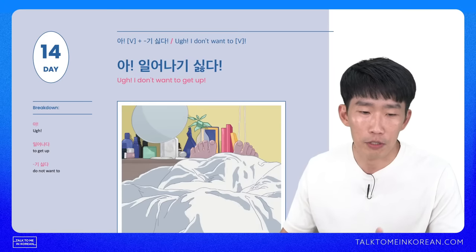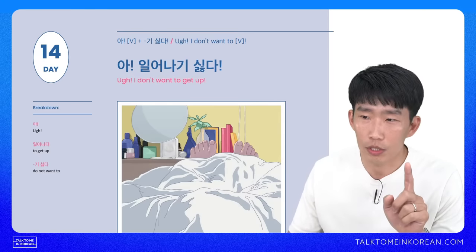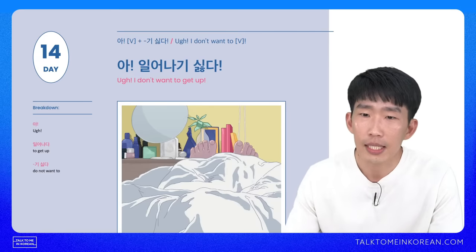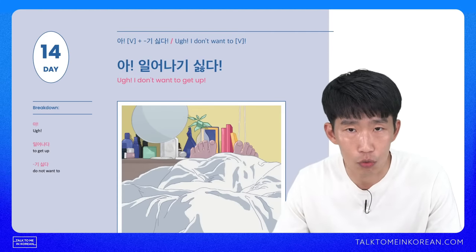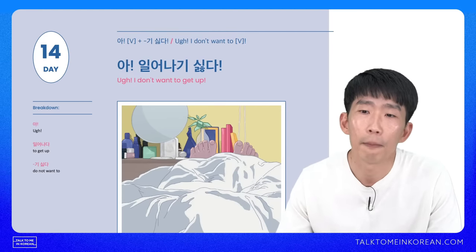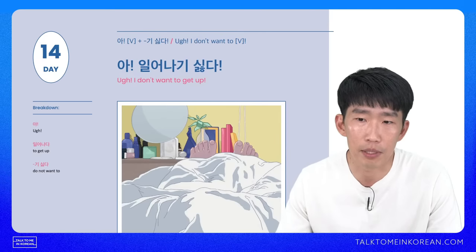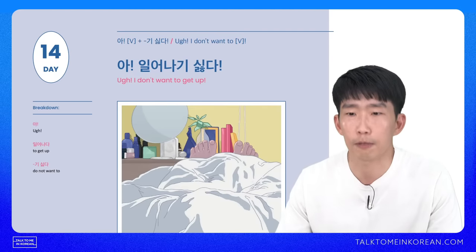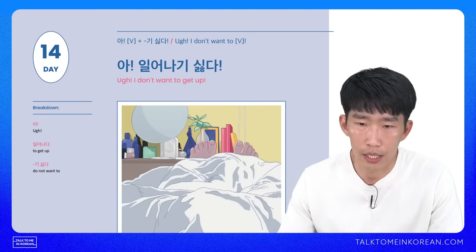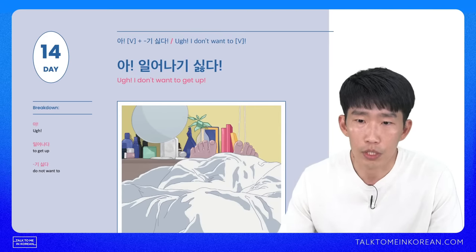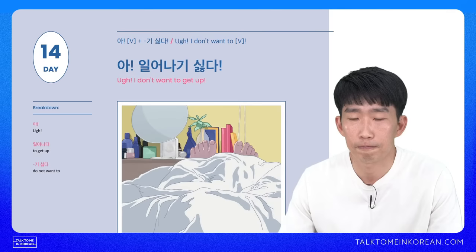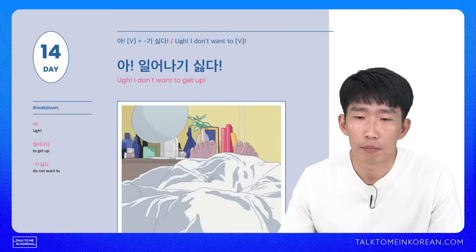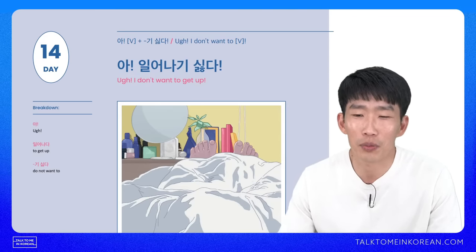So I want you to talk about in the chat what you don't want to do. 싫다, the first dictionary definition that you usually learn is to hate. 싫다, 싫어요. But equally often it means to not want to do something. So, 싫어요. And when you want to say, I don't want to do it, you use the verb stem and then 기 싫어요. So 가기 싫어요. 먹기 싫어요. 하기 싫어요. 출근하기 싫어요. I don't want to go to work.